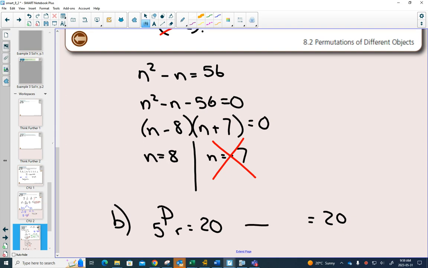You have to start with a 5. Is one space enough? No. Is 5 equal to 20? No. Is 2 spaces enough? Yes. 5 times 4 is 20. So r is equal to 2. Circle question number 10.